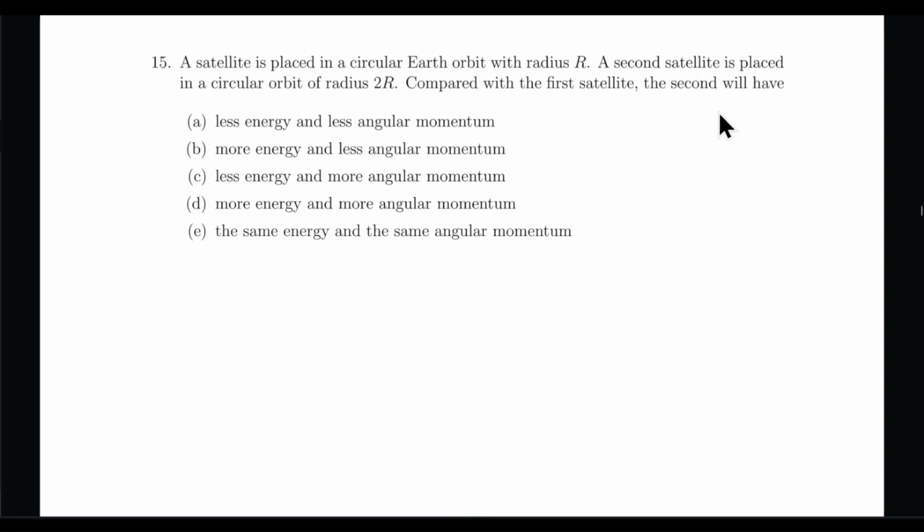Compared with the first satellite, the second will have less energy and less angular momentum. Okay, so this is about the total energy first off. Total mechanical energy is inversely proportional to the negative of radius. So if the distance is more, this number will become less but with a negative sign. For example, initially it was negative 2 joules, now it will become negative 1 joule. So obviously energy will be more. So less energy is wrong, it should be more energy.